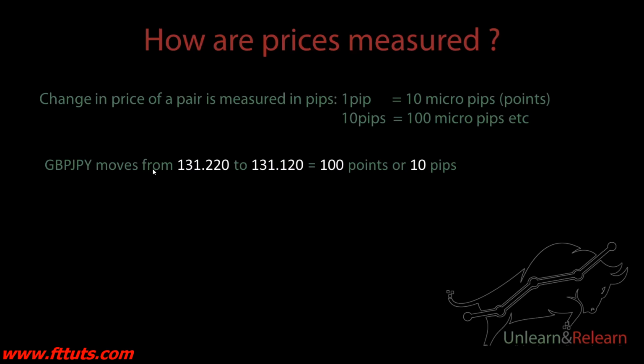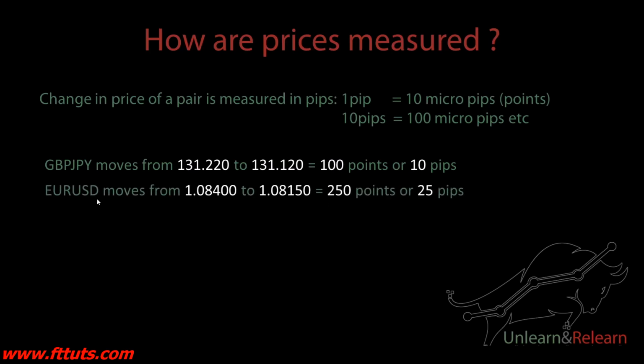But if you had a sell order at 131.220 and price moved to 131.120, now you're going to be in positive 10 pips. Some people are very, very new, so this is very important. This is how you measure pips. You subtract the numbers, you get the 100 points, and then you divide it by 10 to get 10 pips.